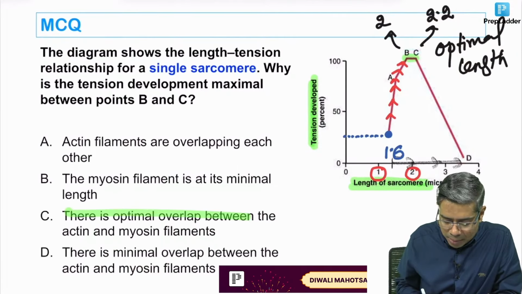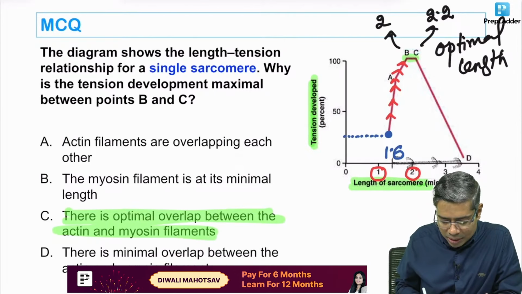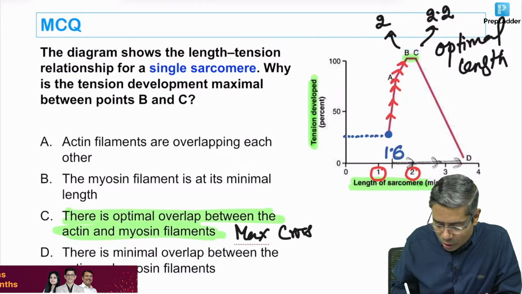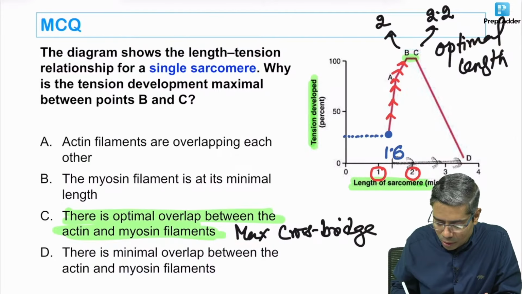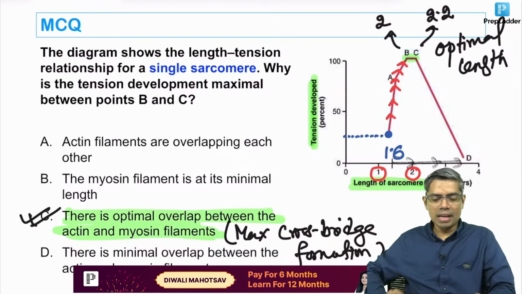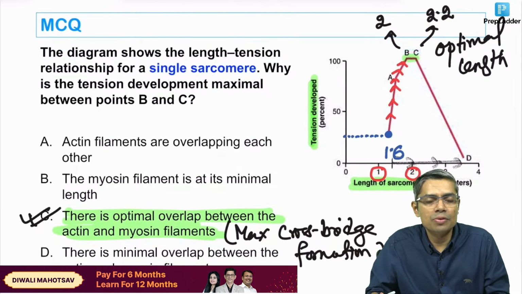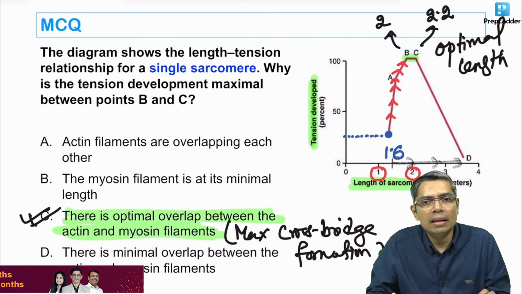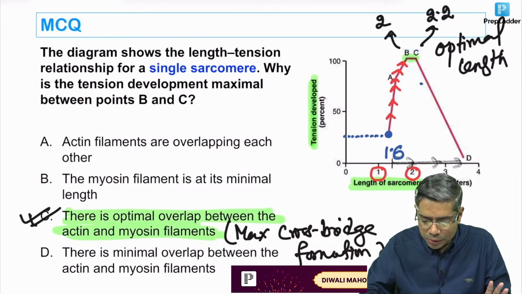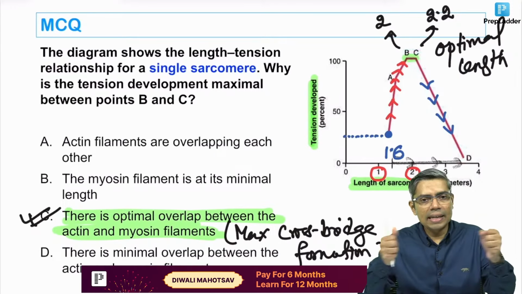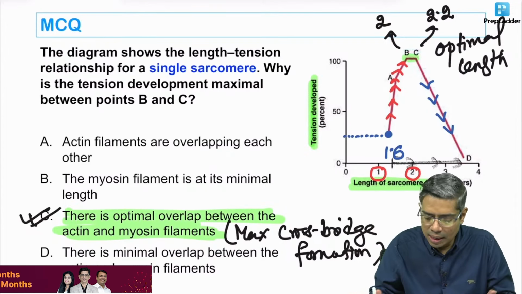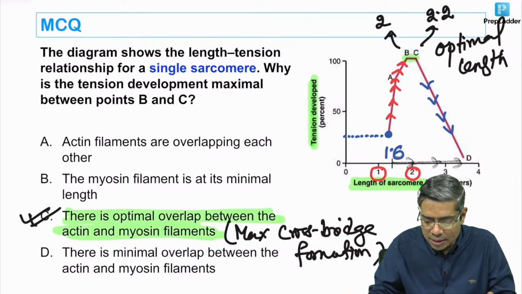There will be optimal overlap between actin and myosin in such a way that there will be maximum number of cross bridge formation. So maximum actin-myosin interaction, maximum cross bridge formation, and that's why this is known as the optimal length of sarcomere. Got it? And beyond this length, if you stretch the sarcomere more, the myosin head will be gradually detached from actin, and that's why the tension will gradually decrease after this point.